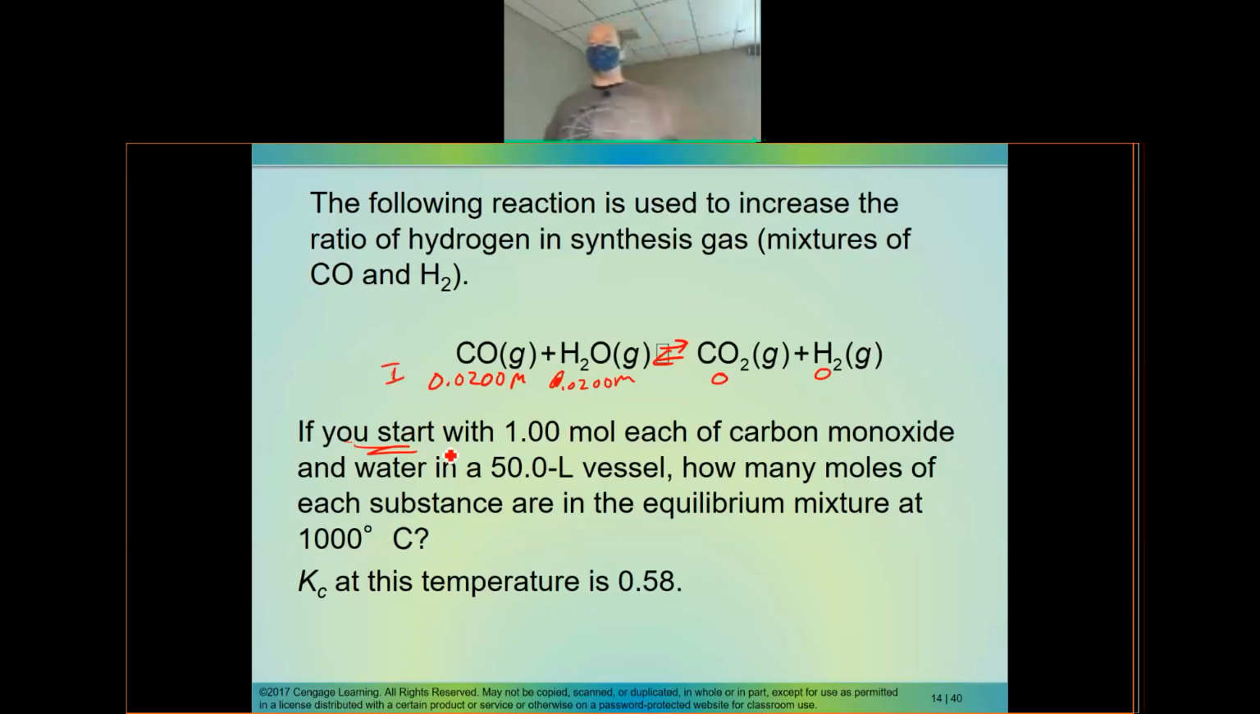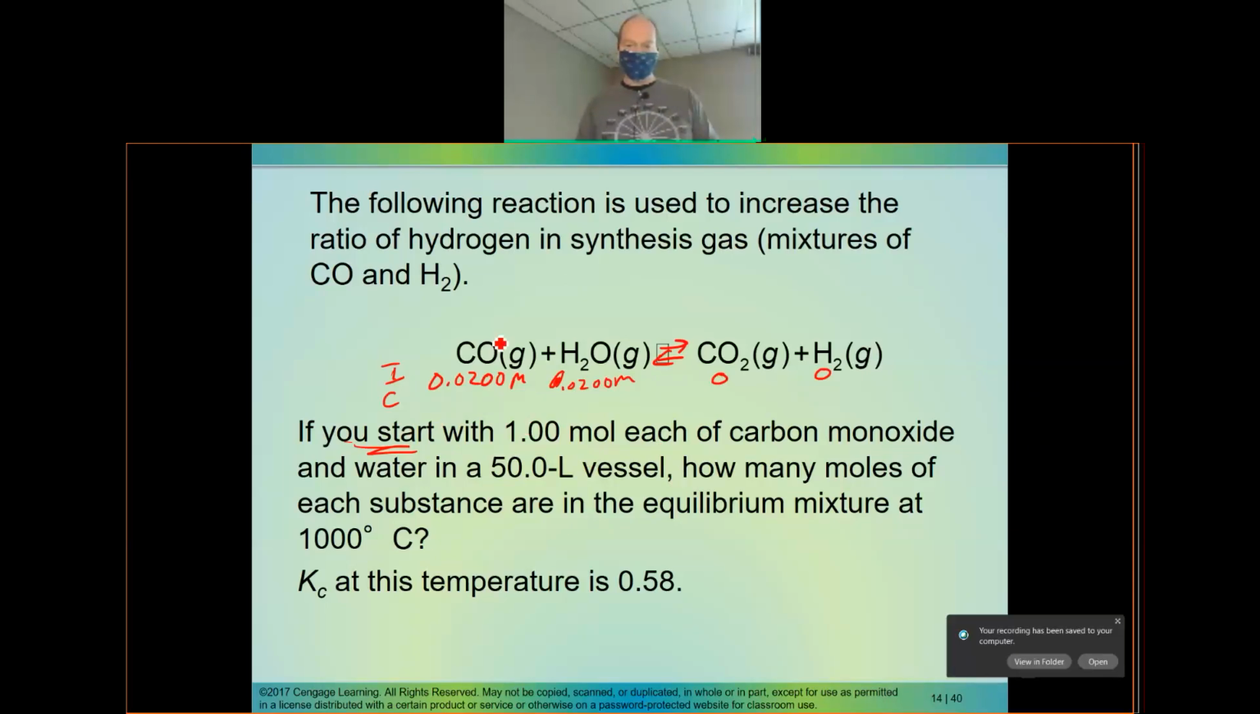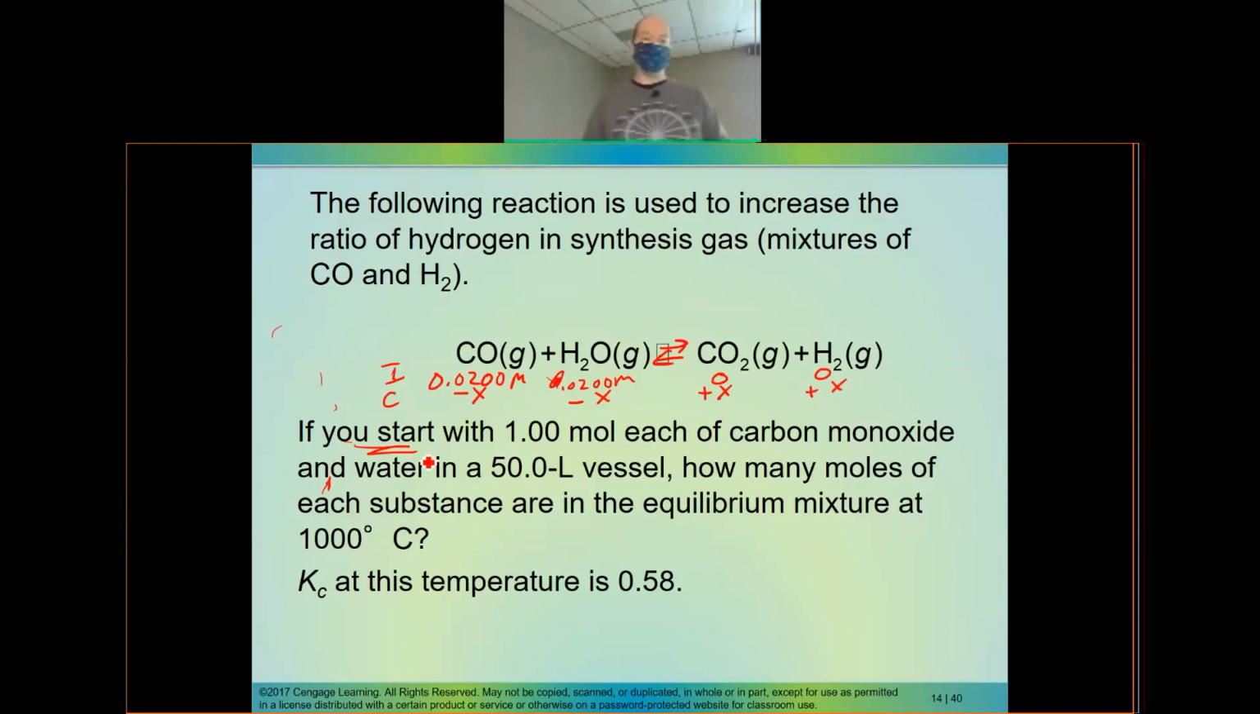You cannot have zeros at equilibrium, so the reaction has to go to the right to form some product. It has to be a positive concentration. So you have minus your coefficient 1x, minus 1x, plus 1x, plus 1x. And so at equilibrium, you have 0.0200 minus x, 0.0200 minus x, x, and x.